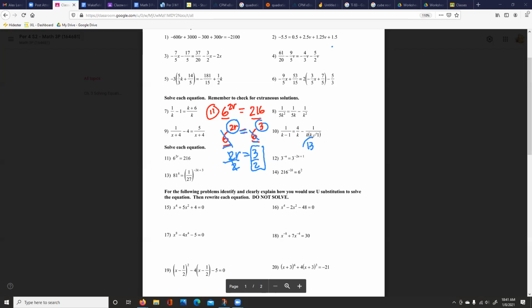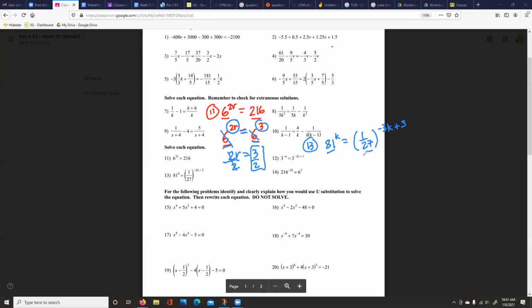Okay, so I'll do it for number 13 too. I'll do one of your homework problems here. 13: 81 to the k power is equal to 1 over 27 to the negative 3k plus 3 power. Okay, we need to change these to the same bases, 81 and 27.